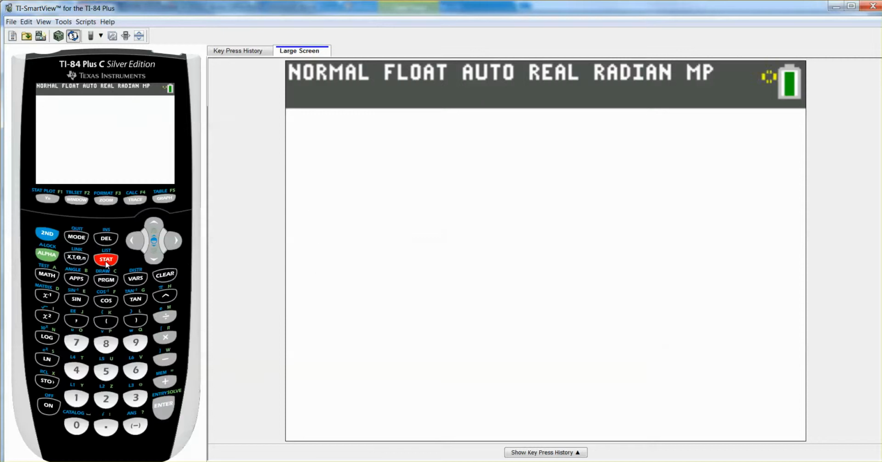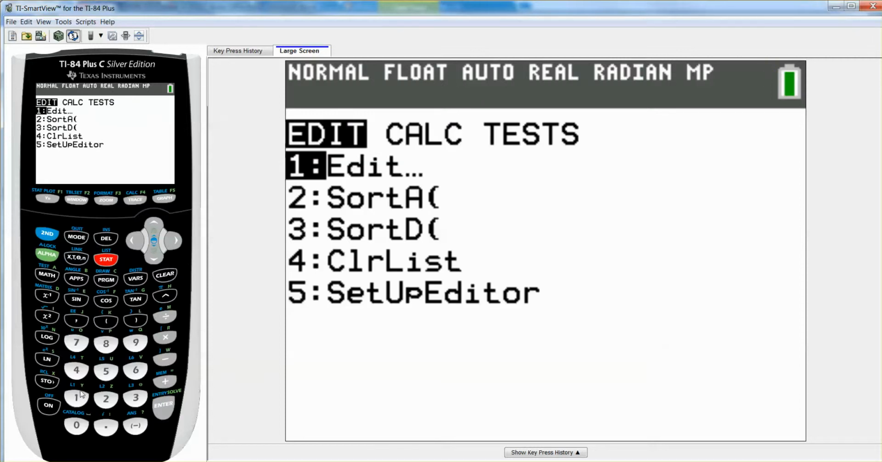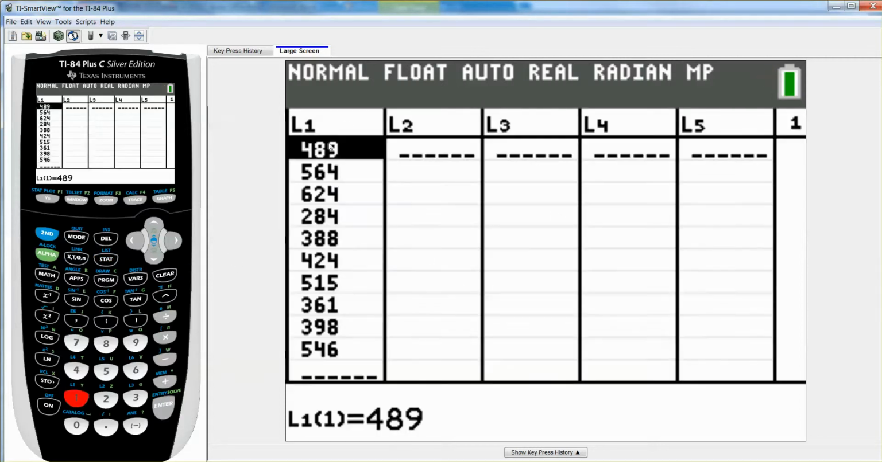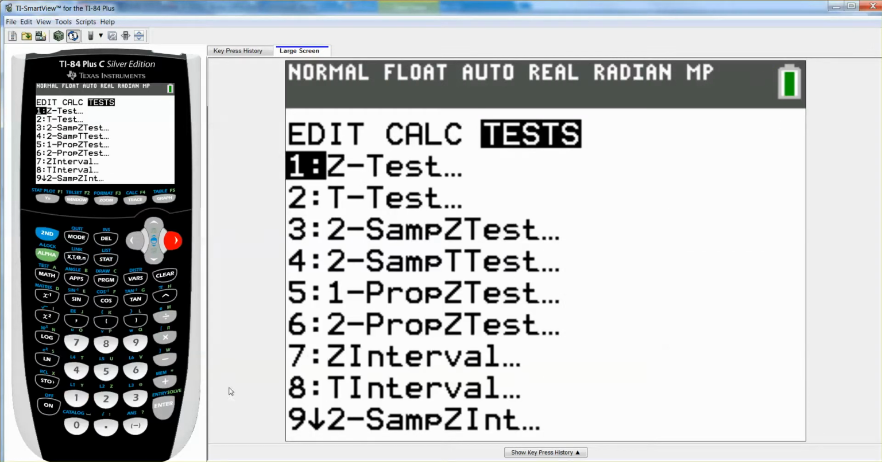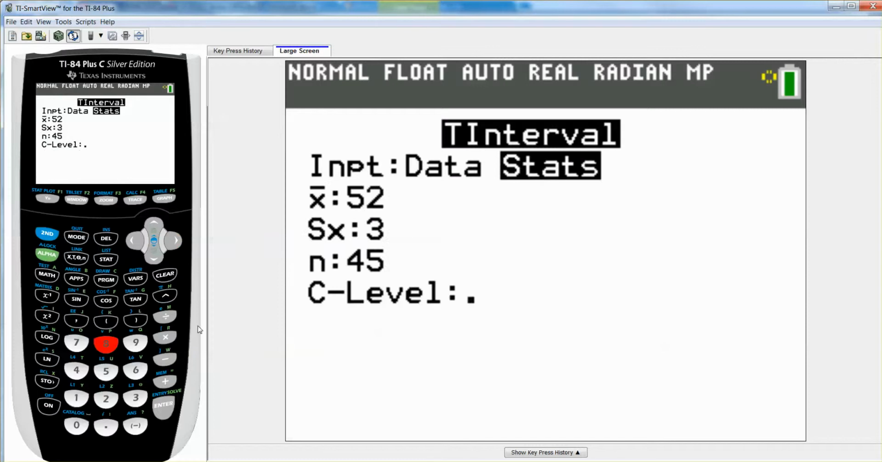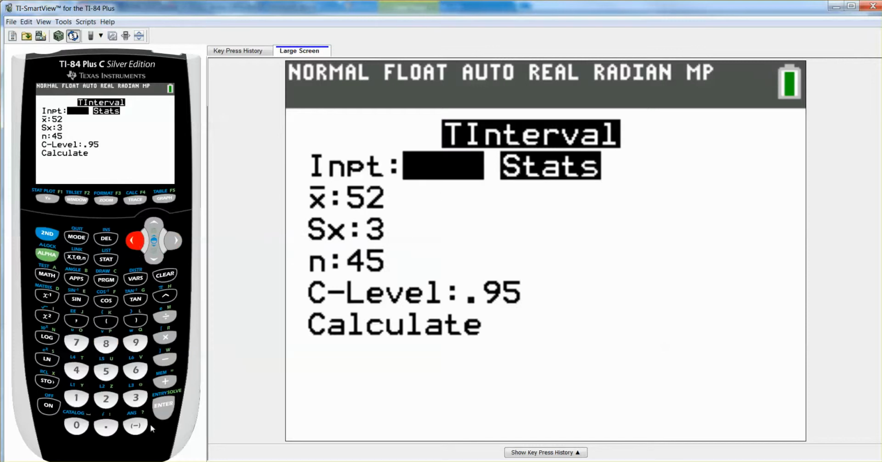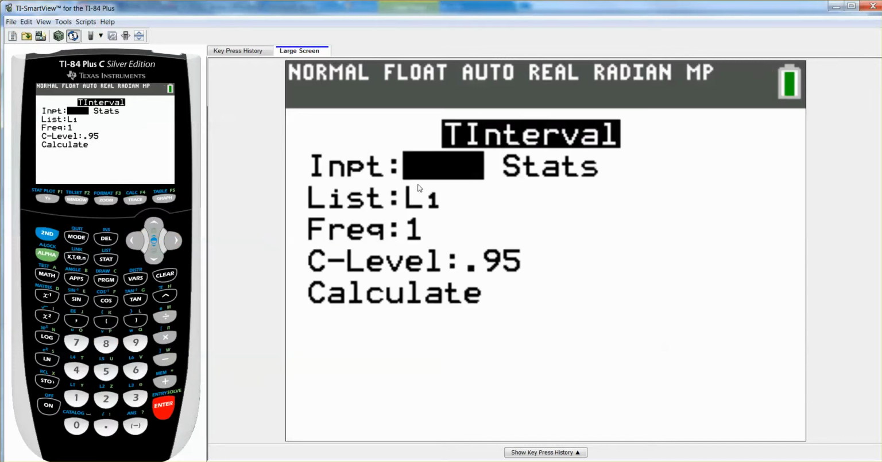If you didn't have the statistics given to you, you'd have to enter the column of data, like right here. I have a column of data right here. Then you go to stat, tests. There we go. Stat tests, number 8, t interval. And then you would choose data. Tell it your column. I'm in L1 or wherever. Always leave frequency as 1, always. And then confidence level, enter whatever your confidence level is, and go down to calculate and press enter.